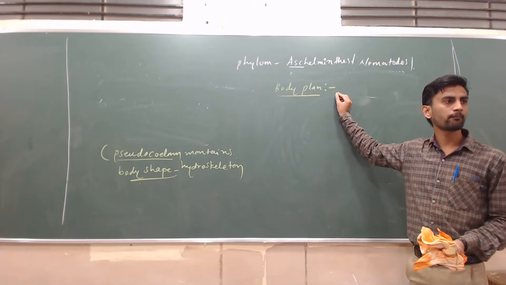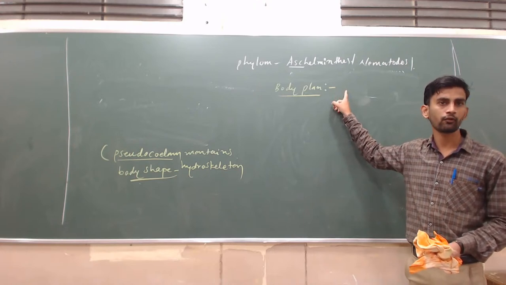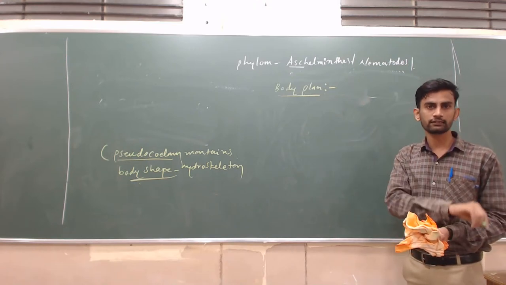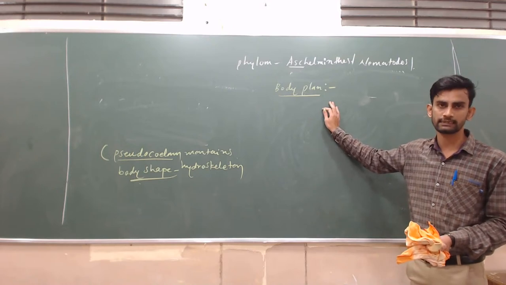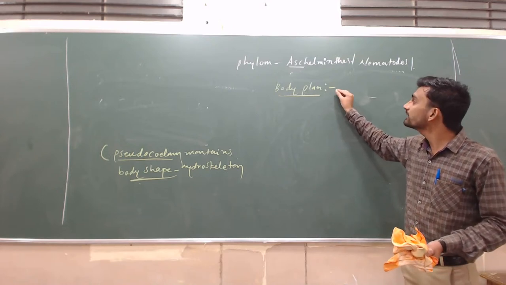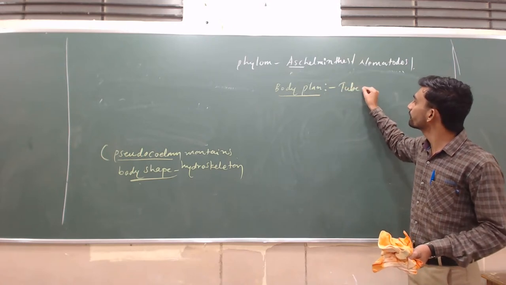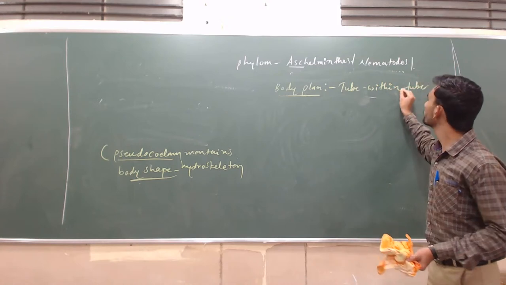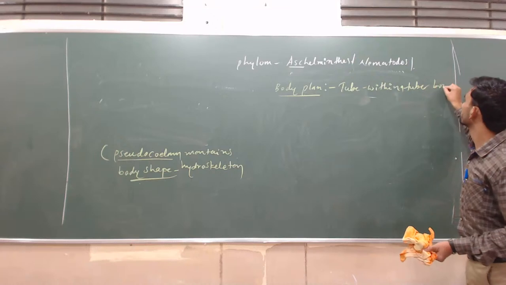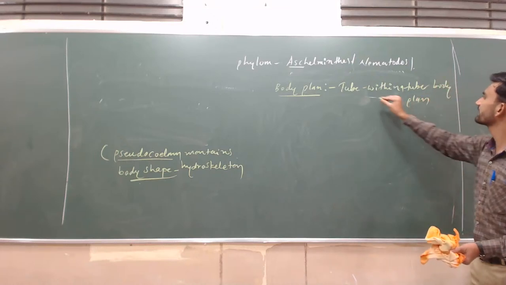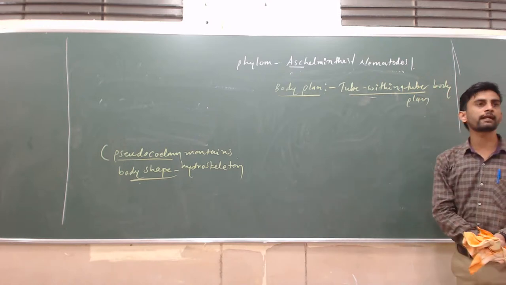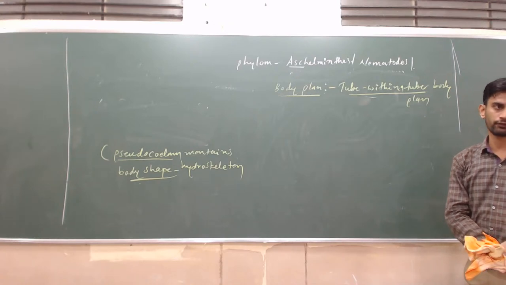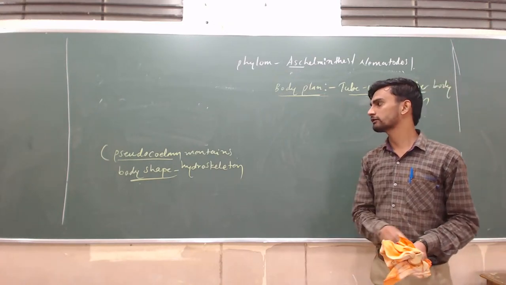We will study the complete digestive system starting from this phylum only. A complete digestive tract, as I have already told you many times, means the mouth and anus together form a complete digestive system. So these animals exhibit a tube within tube body plan. It means two openings form, one for ingestion and the other opening for egestion of food. This is a very important body plan also.